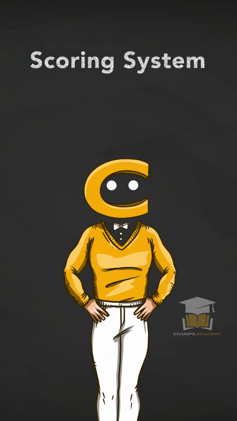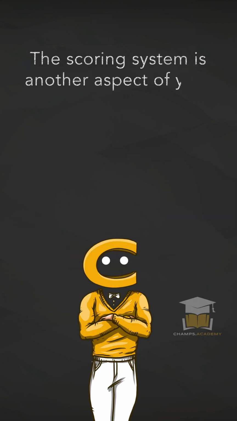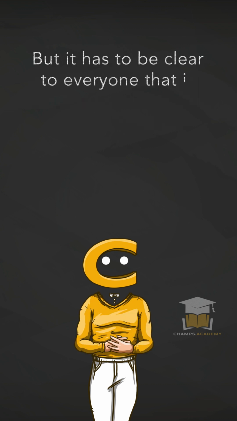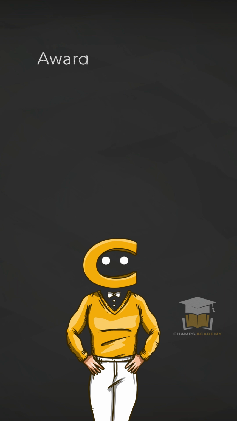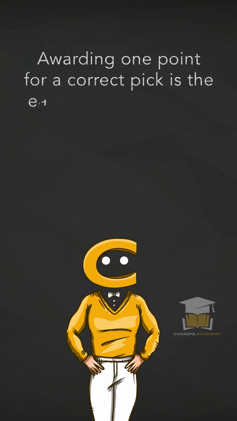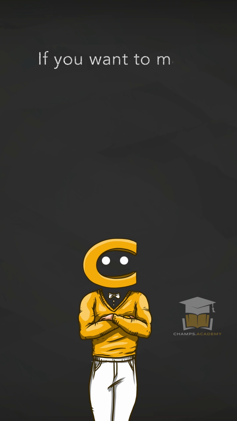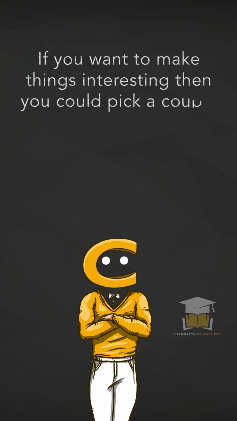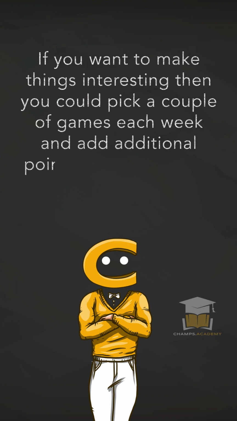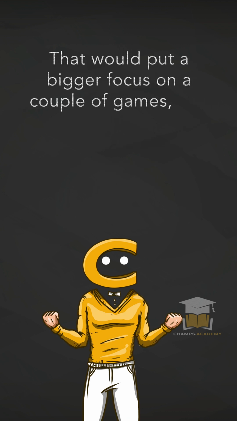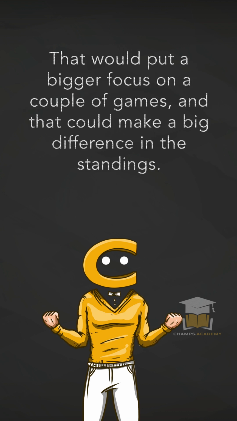Scoring system. The scoring system is another aspect of your handicapper pool that can be changed, but it has to be clear to everyone that is going to participate. Awarding 1 point for each correct pick is the easiest way to go, but it's not the only option to use. If you want to make things interesting, then you could pick a couple of games each week and add additional points to getting those picks right. That would put a bigger focus on a couple of games and could make a big difference in the standings.